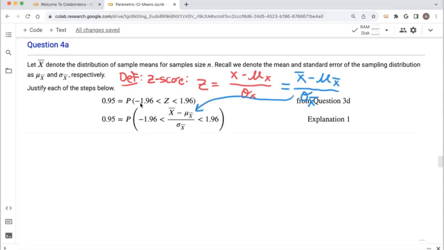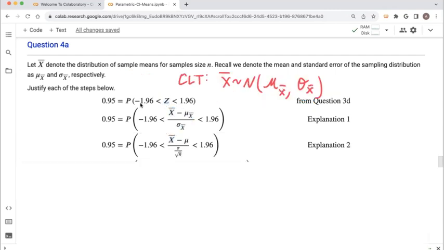So taking this inequality inside the probability on the right side, I can first replace z with the definition of what the z-score would be when we're working with a sampling distribution for a mean. So here our individual observations are the sample mean x bar. The center of that distribution we denote with mu x bar, and the standard deviation of that distribution we denote with a sigma x bar.